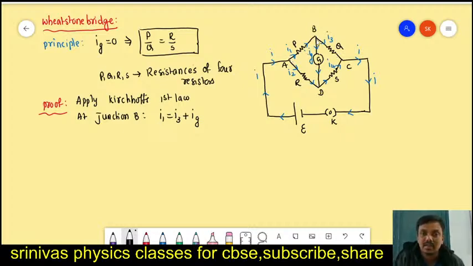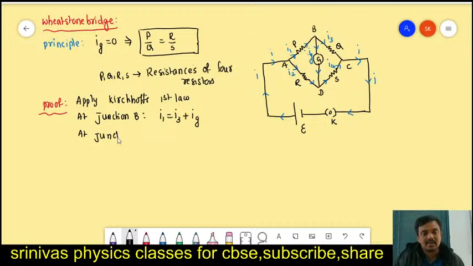That's why entering sum is I1. Leaving sum is I3 plus Ig. From B, what are the leaving currents? I3 and Ig. What are entering currents? I1. I1 equal to I3 plus Ig. We write this as equation 1. Okay, right. And next, or you can keep it like this, and then at the junction D also you can apply.